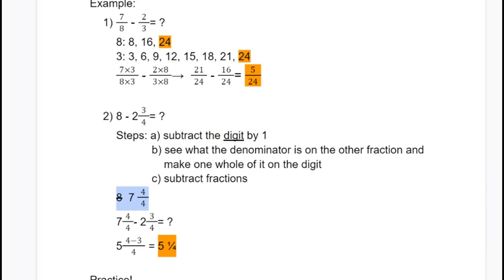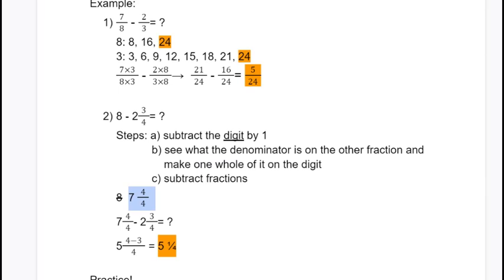Part 1 is to subtract the digit by 1. So 8 minus 1 is 7. Now the next thing is to see what the denominator is on the other fraction. The other fraction here is 2 and 3/4, so the denominator is 4. Now I have to make one whole of it on the digit. When I say one whole, it means 4/4. If the number was, say, 10, it would have been 10/10. If it was 25, it would have been 25/25. That's when the numerator and the denominator are the exact same, so that's one whole. So 7, 4 over 4.